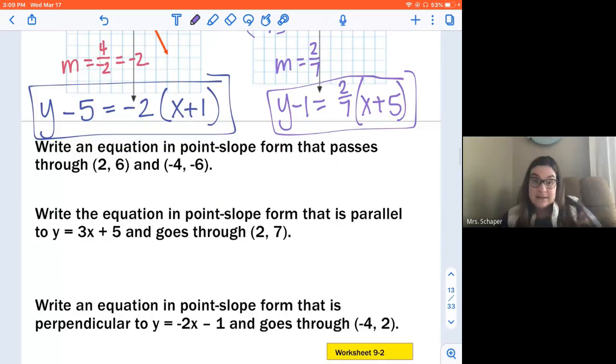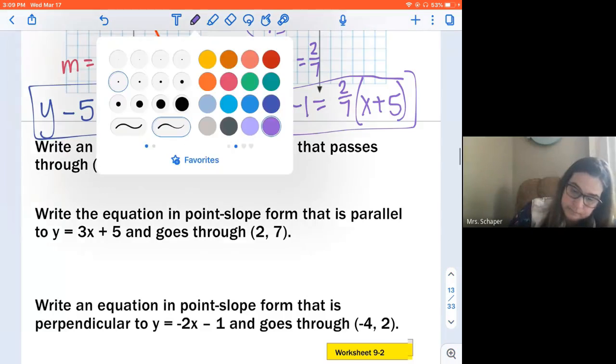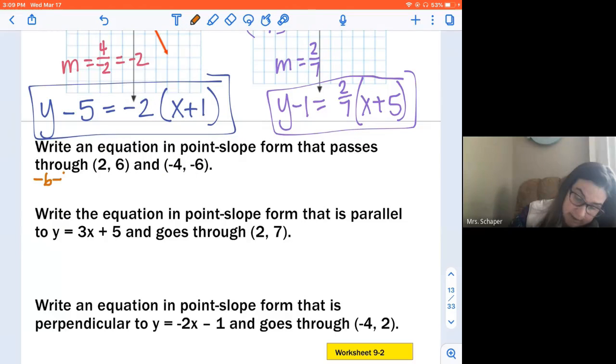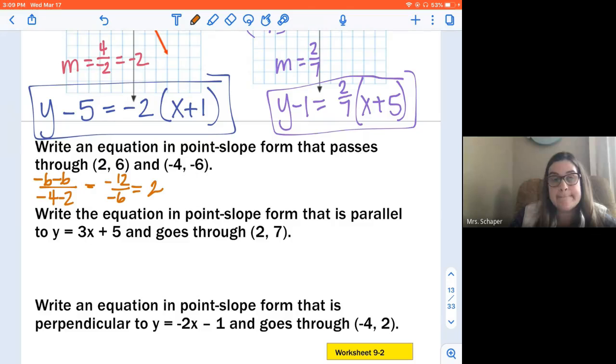All right, we're going to work through a couple more, and then you're going to get a chance to practice this. So we need to write it in point slope form that passes through those points. Point slope form, again, y minus y sub 1 is equal to m times the quantity x minus x sub 1. I need to know the slope and a point. So the first thing I'm going to do here is find the slope. So -6 minus 6 over -4 minus 2 is -12 over -6, which is 2. All right, that's my slope.